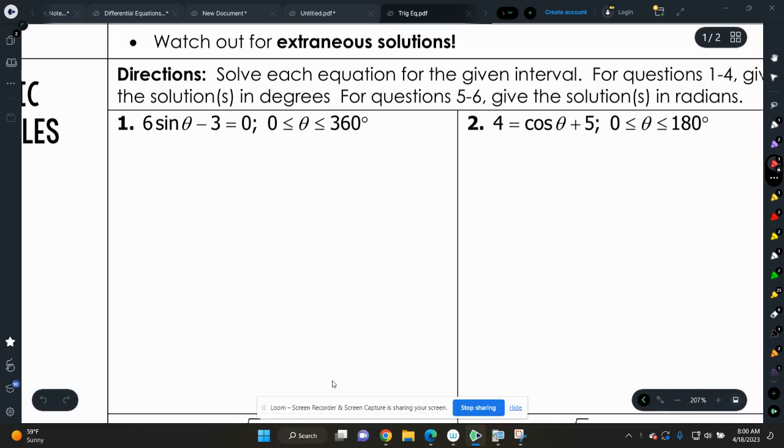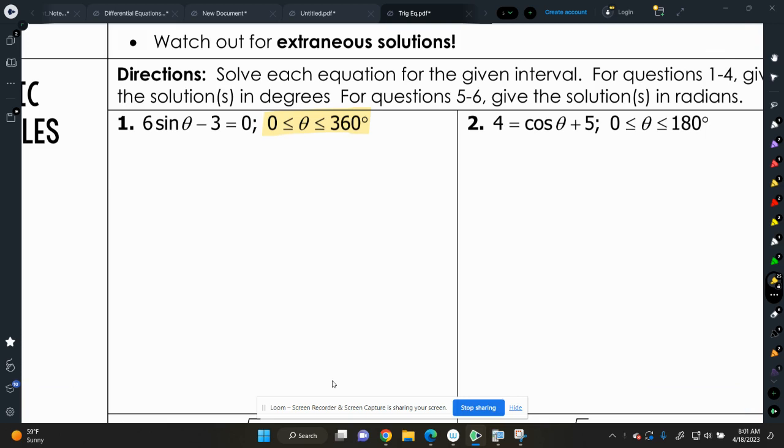Okay, we should always look to see what our actual domain is. So we're looking at theta values between 0 and 360. And again, it doesn't matter whether we're calling it theta or x, right? Also notice that even though 0 and 360 degrees are at the same terminal position, both of those numbers are included because we've got a less than or equal to sign, okay? So that's important also.